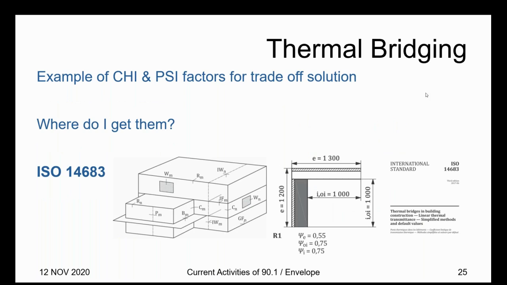ISO 14 is the international standard. They have default factors. You can see their little graphics are very similar to ours, but they have default factors for different geometries that you may encounter as part of your building. So there's a lot of places out there. With that information, the chi and psi factors and the geometry of your building, it's just simple math. You do the math, and then you enter it into COMcheck to do a trade-off.